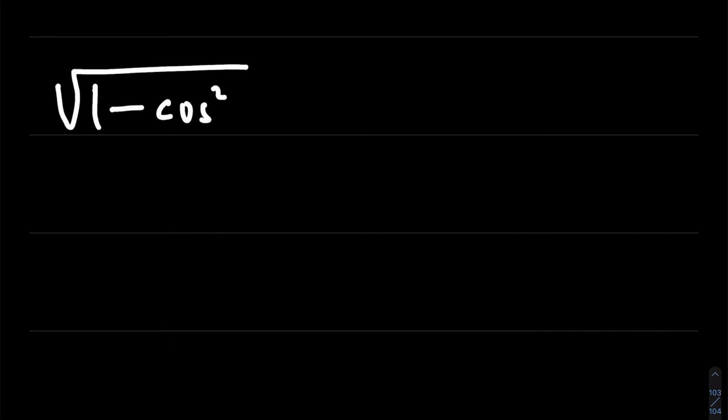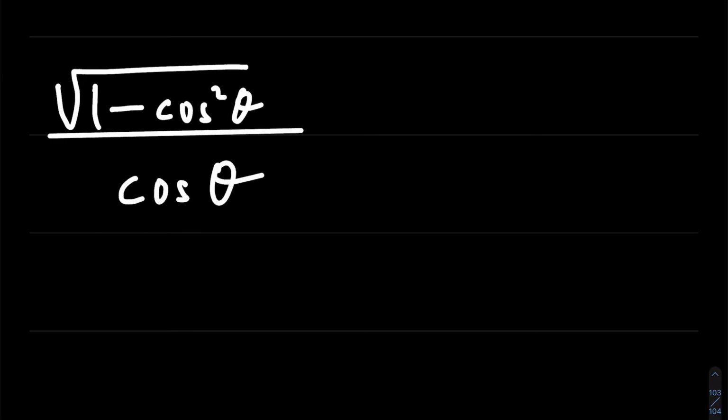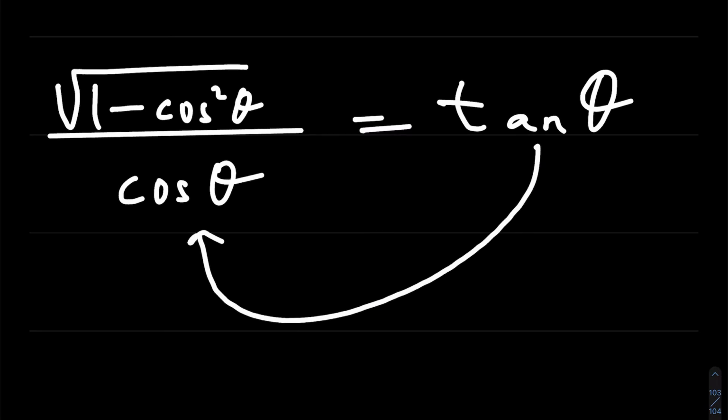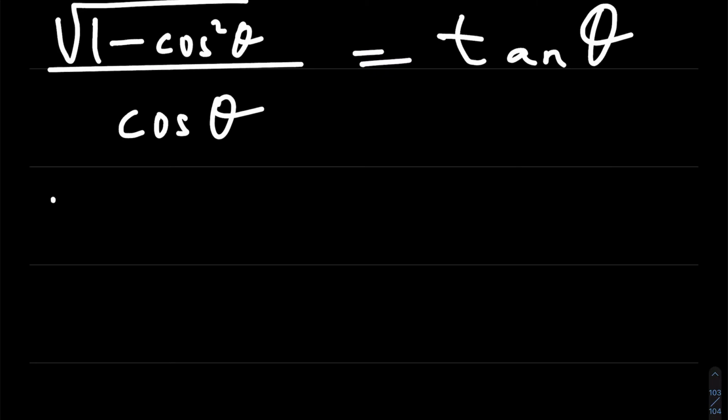Welcome back everybody. Today we are learning how to prove trigonometric identities. Let's go straight to it. Prove that the square root of 1 minus cos squared theta over cos theta equals tan theta. We can either show that the left hand side is equal to the right hand side, or that the right hand side is equal to the left hand side.